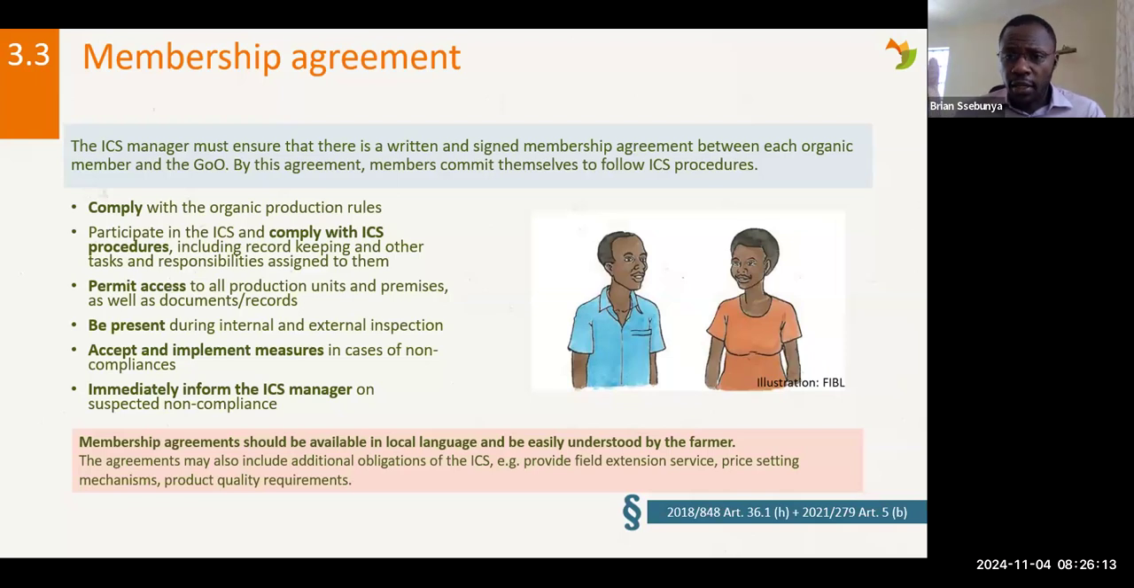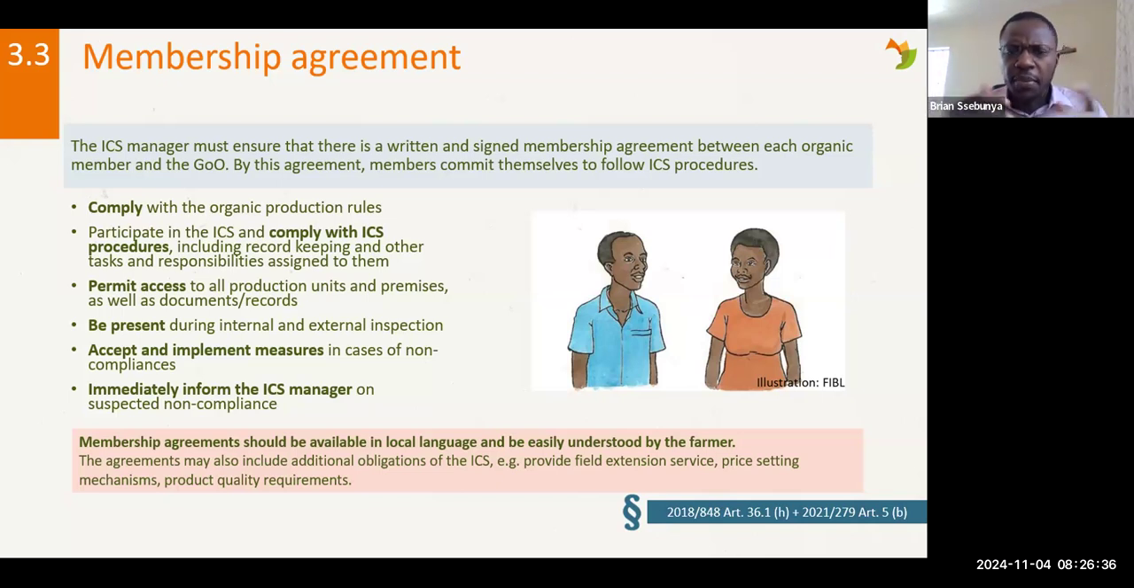Membership agreement signing. I think most of you should know this, and I've been talking about it. They should include what rules the farmers have to comply with, other requirements, permitting access to their farms, being present for internal inspections, etc.